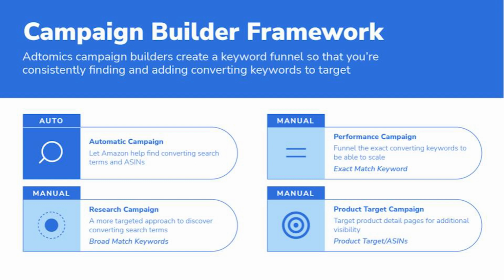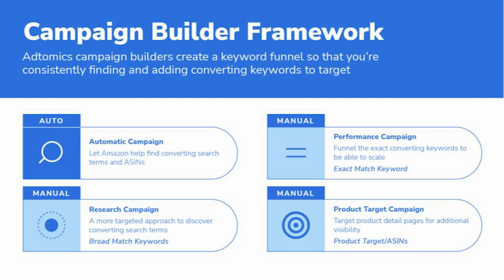We also add a performance campaign, and this is our exact match keyword campaign, and this is basically only for keywords maybe that you have done some research on and you have known that they're going to convert, or maybe keywords that you want to rank for. Either way, this is going to be the campaign where we're going to funnel keywords into so that eventually you can scale it. And then lastly, a product targeting campaign.